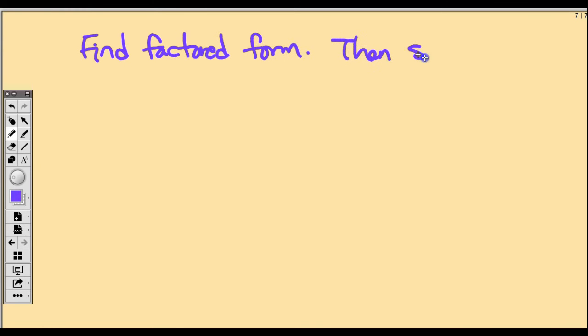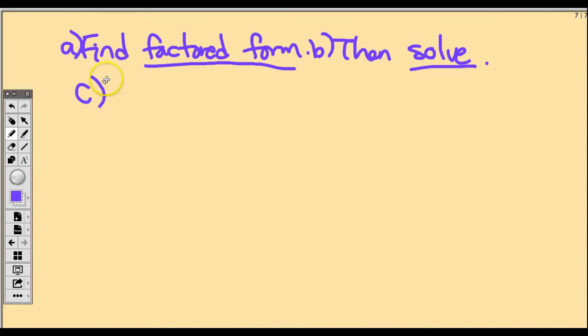So the next question is going to be to find the factored form. Oh, I'm sorry. So the next question is to find the factored form. Then solve. So there's two parts to this question. You gotta first find the factored form to get some credit, and then you gotta solve. So you gotta tell me what x is equal to, okay? And then this is like part A, part B, and then here's part C.